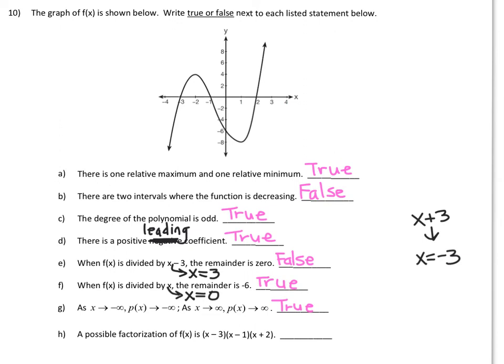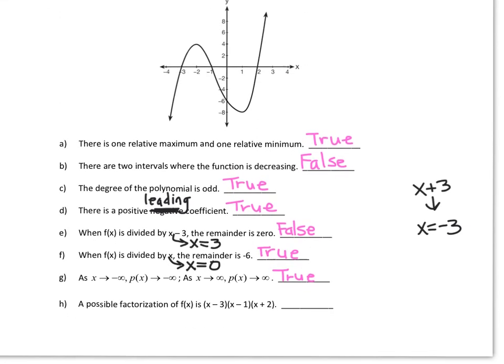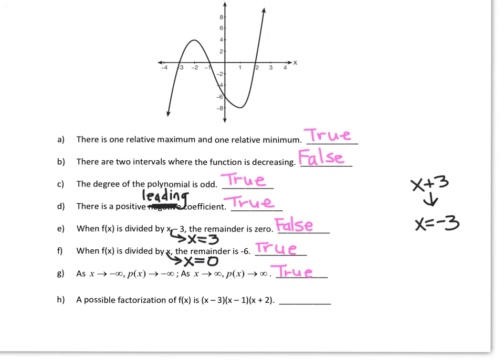All right, and then the letter H. A possible factorization of f of x is x minus 3, x minus 1, x plus 2. Well, this one's going to be false because if we have, let's say, zeros at negative 3, negative 1, and positive 2, wouldn't the factors be x plus 3 and x plus 1 and x minus 2, right? Don't we change the signs? In letter H, we forgot to reverse those signs, so that would not be true. So I'm going to write false on that one.